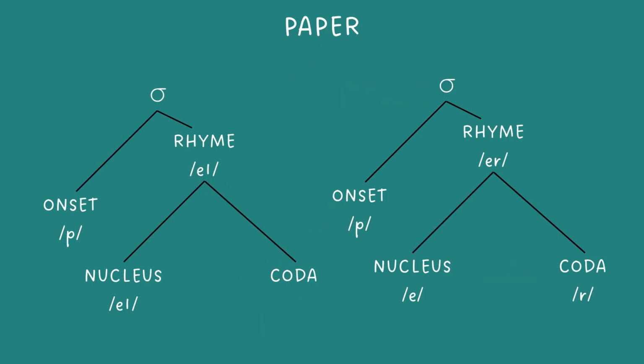Lastly, we have here a word which has more than one syllable: paper. The first syllable is pay and the second syllable is per. In the first syllable, p is the onset and a is the nucleus. In the second syllable, the vowel acts as the nucleus while r functions as the coda. This example shows that each syllable in a word can have its own structure.